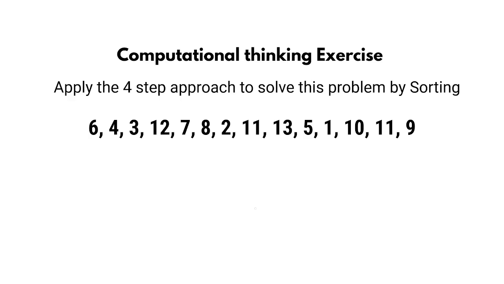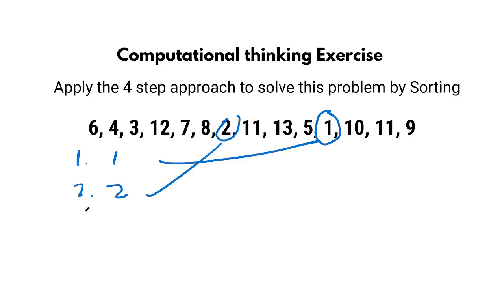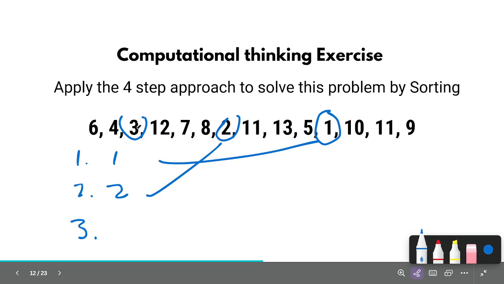number one, decomposition. Can we divide this into multiple subproblems? Right here, for example, step one, we go through the list, we find the number one, and we add it to our sorted list. Step two, find the number two, add it to our sorted list. Step three, find three, add it to our sorted list.